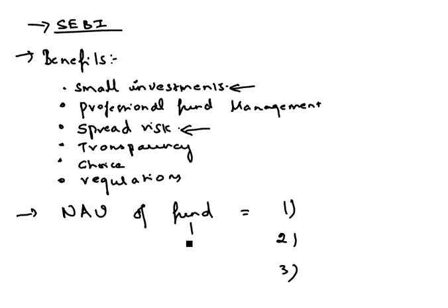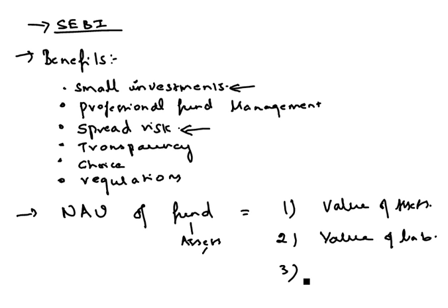First of all, what are all the assets present inside the fund? You must get the value of the assets. Then you also need the liabilities involved in these assets, so now you get the value of the liabilities. The third thing you need is the number of units outstanding. How many units of this fund have been subscribed, like how many investors have actually subscribed to this fund? Thereby we get the number of units outstanding.